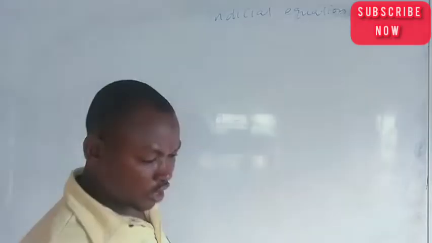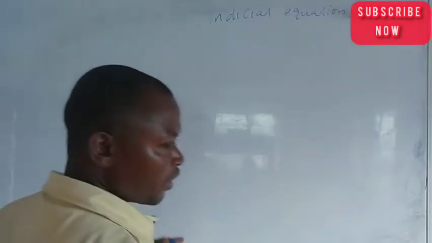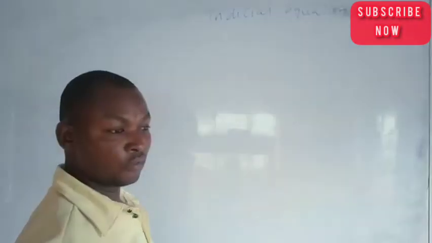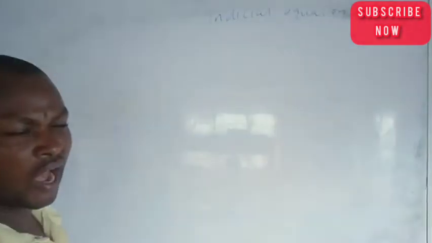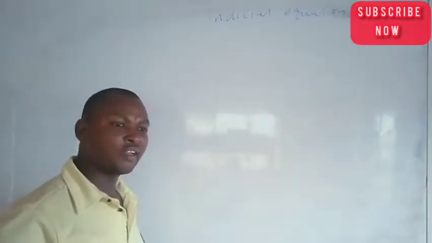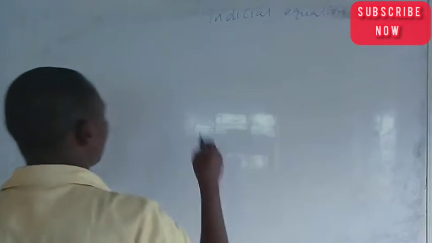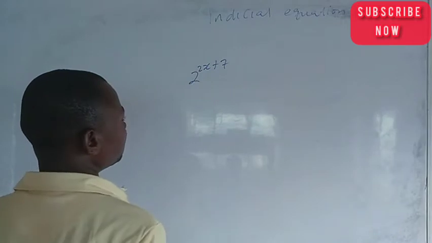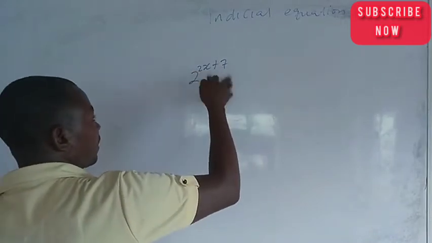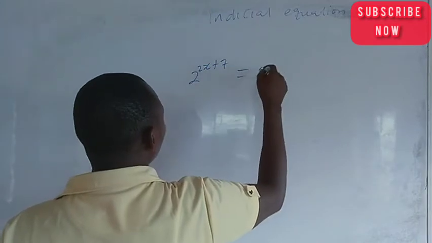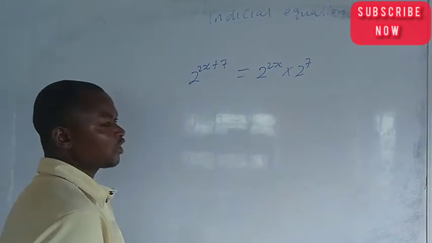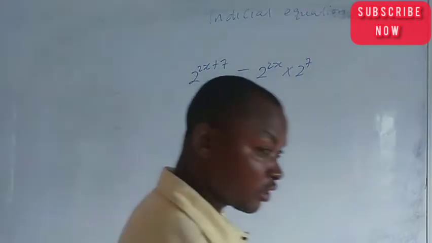in an indicial equation, we have a situation whereby plus or minus will be in between, to the extent that there's no way you can utilize the rules of indices, which state that when you are multiplying you add the powers. Sometimes we usually reverse the rule. Look at if we have 2 raised to x plus 7. It's because of the indices rule that it gets to this one. This one can also give 2 raised to x and 2 raised to power 7. You can see it this way. So in an indicial equation, we'll be reversing it back in some cases, while in some we may not.